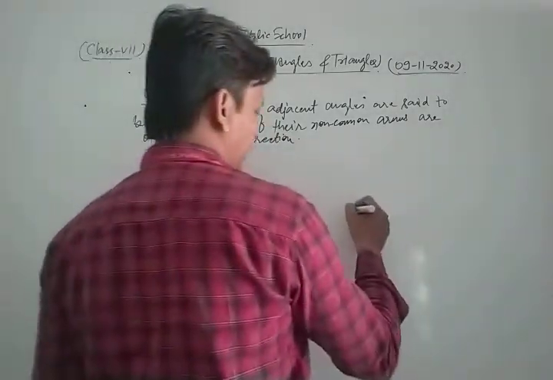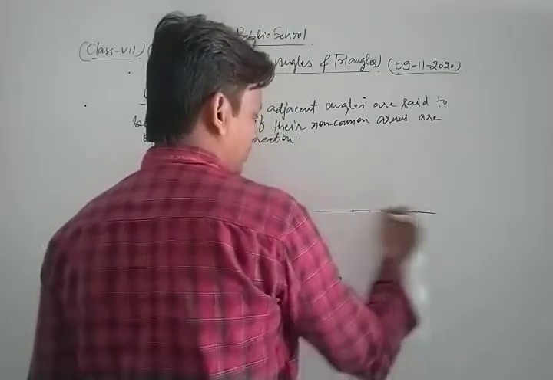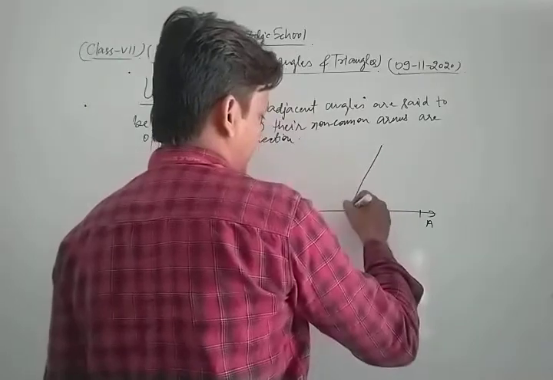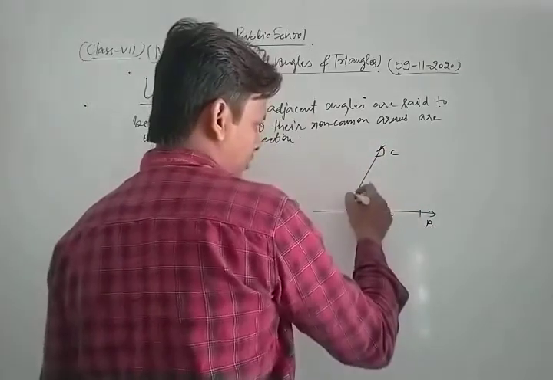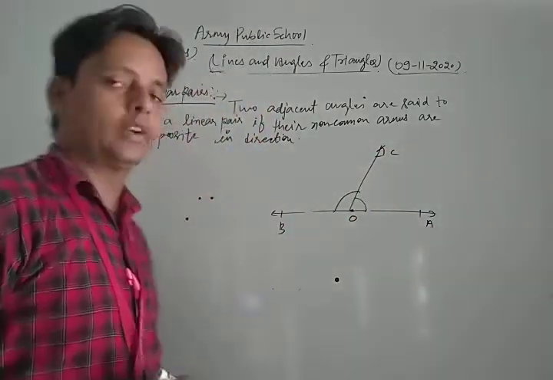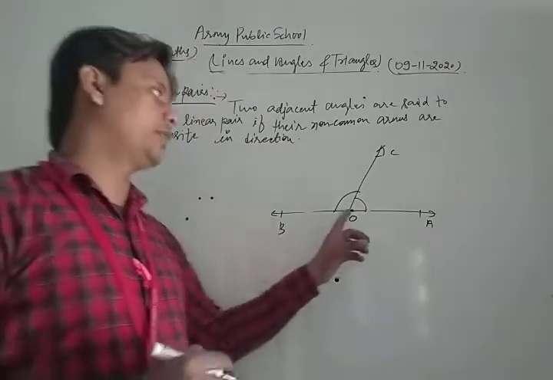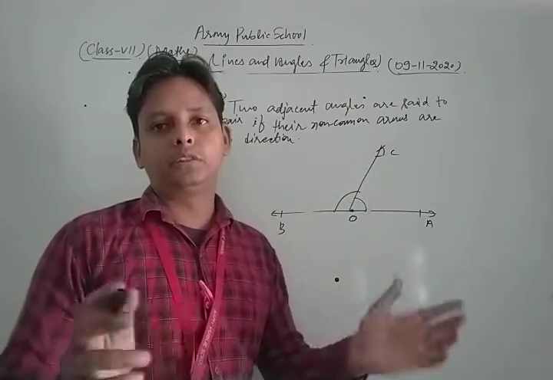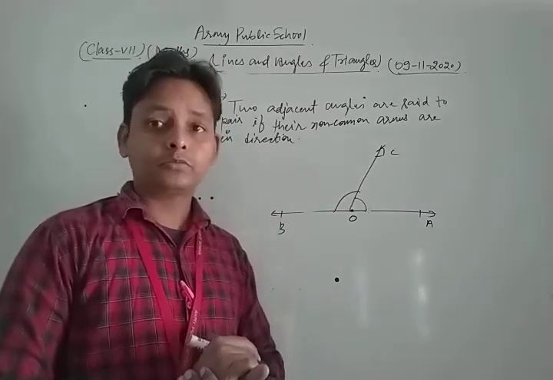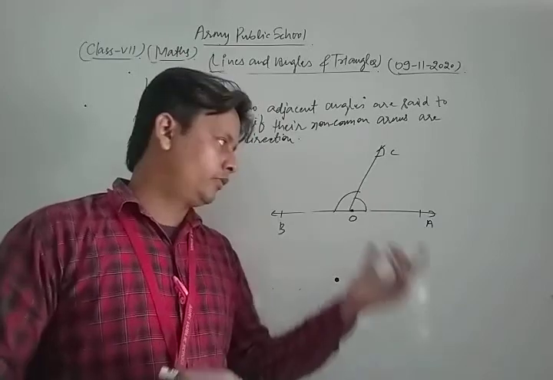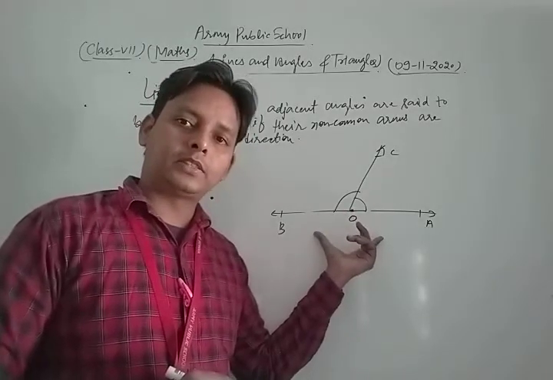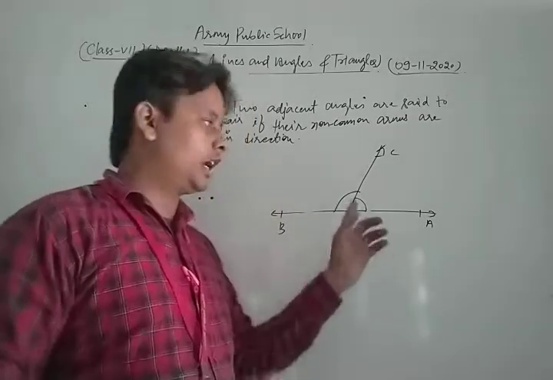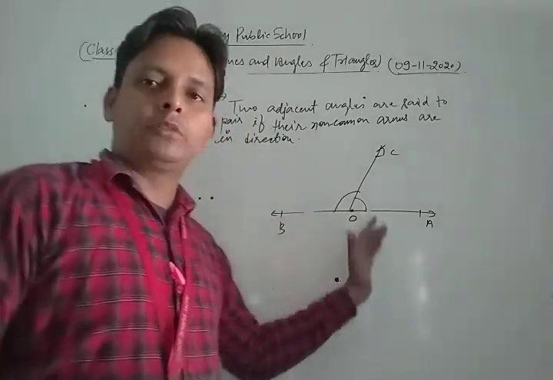Let's see. Suppose this is O, and OA and OB are two rays, and a third ray stands on it. Here angle AOC and angle BOC are a pair of adjacent angles because they have a common vertex, a common arm, and the non-common arms are on either side of the common arm. But here is one special condition in that figure: their non-common arms are opposite rays, right? So they form a linear pair.